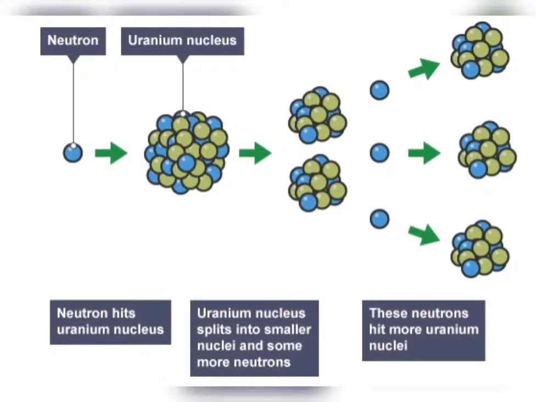This slide shows the nuclear fission. A neutron hits a uranium nucleus. Then, the uranium nucleus splits into smaller nuclei and some more neutrons. Then, these neutrons hit more uranium nuclei.